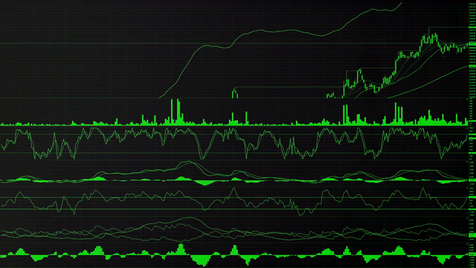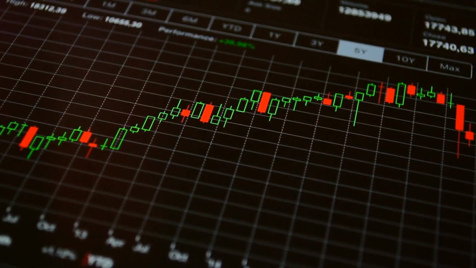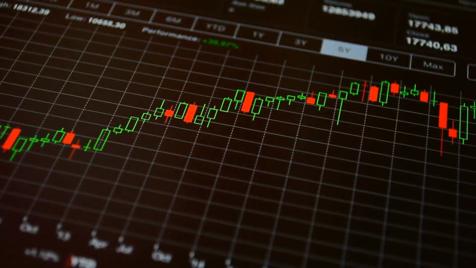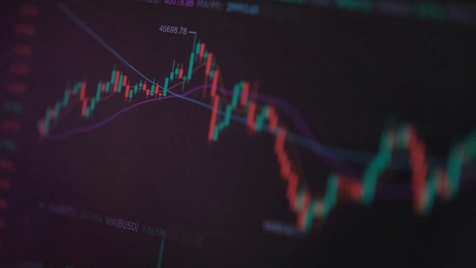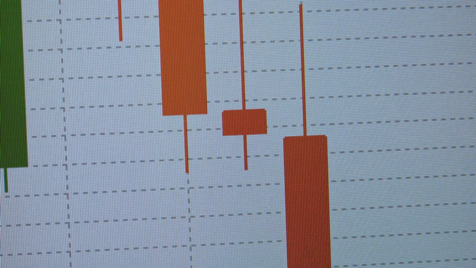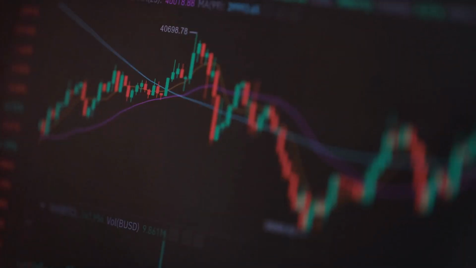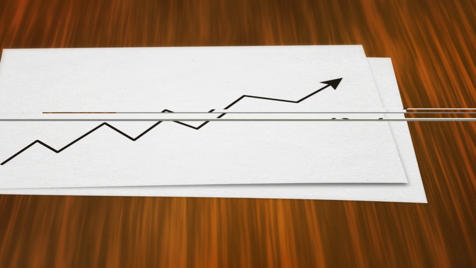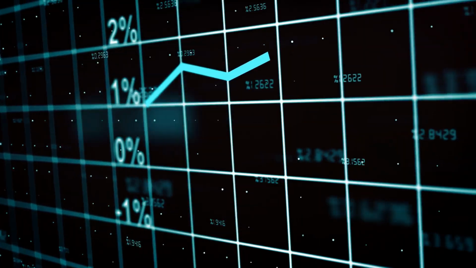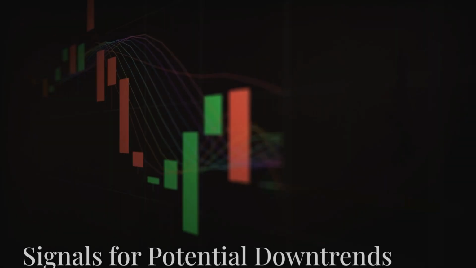Certain doji patterns, when appearing in specific market contexts, can signal a potential shift towards an uptrend. These bullish doji patterns often occur after a period of consolidation or a downtrend, suggesting that selling pressure is weakening and buyers are gaining strength. One such pattern is the Morning Star Doji, a three-candlestick pattern that starts with a long bearish candle, followed by a doji, and then a long bullish candle. Another bullish doji pattern is the bullish engulfing doji, where a bullish candle completely engulfs the body of a preceding doji, indicating strong buying pressure.